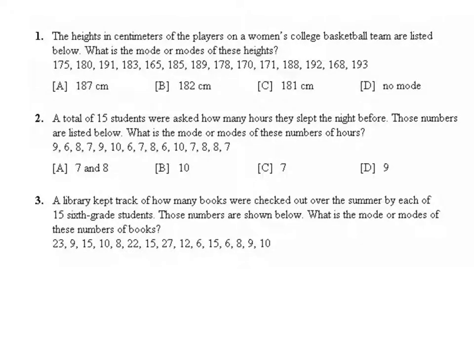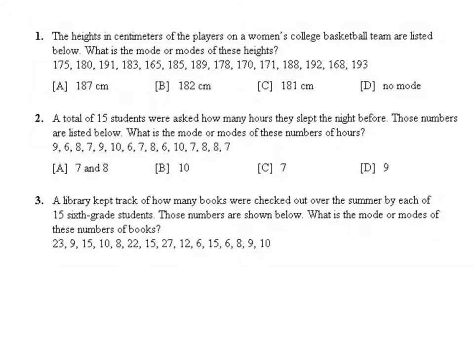In this video, I'm going to show some examples of how to find the mode or modes of a set of data. The mode is the most frequently occurring piece of data, and we can have no mode if no piece of data occurs more frequently than any other piece of data, and we can have multiple modes if we have multiple pieces of data that occur at the same frequency.